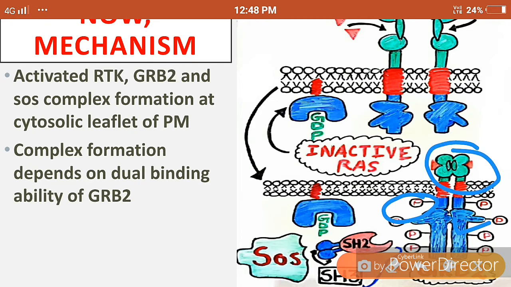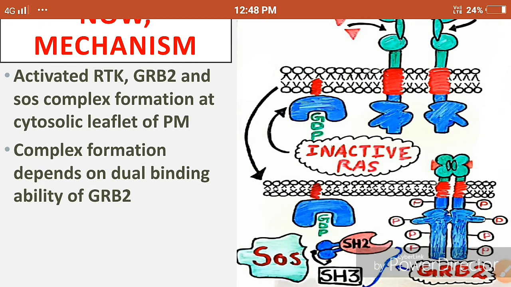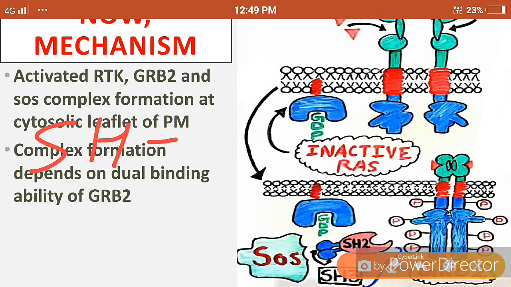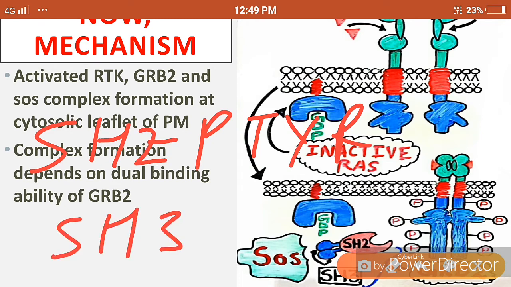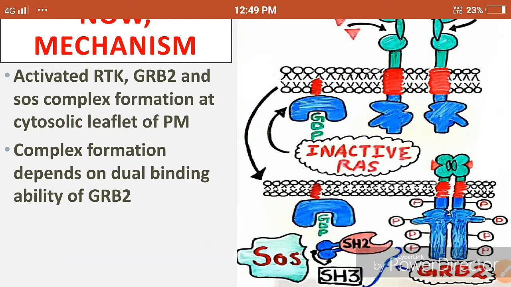Okay, and by its SH3 domains it binds to the proline residues which are present on the SOS protein. So there is a distinction between SH2 and SH3 domains. The SH2 domains bind phosphorylated tyrosine residues, whereas SH3 domains bind to the proline residues. So this way it has dual binding ability because it binds both to the receptor as well as SOS protein through its SH2 and SH3 domains.